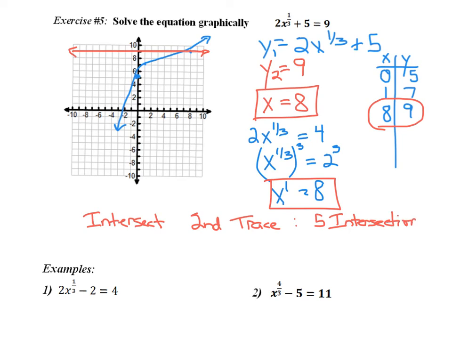You have to move the cursor over close to the point of intersection by using the right or left arrow keys. Press enter 3 times, once for the first equation, once for the second equation, and once where it says guess. And then at the bottom of your screen, you should see this very same ordered pair that we just found was our point of intersection.